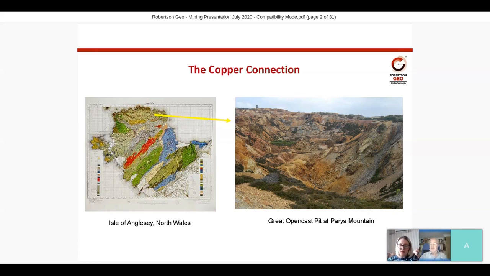The copper from Anglesey was exported all over the world and in many cases found its way onto the bottom of ships as copper plates. So it had widespread applications. So that's Anglesey.